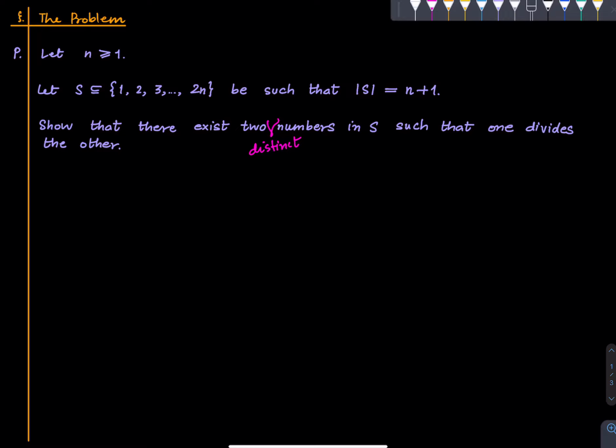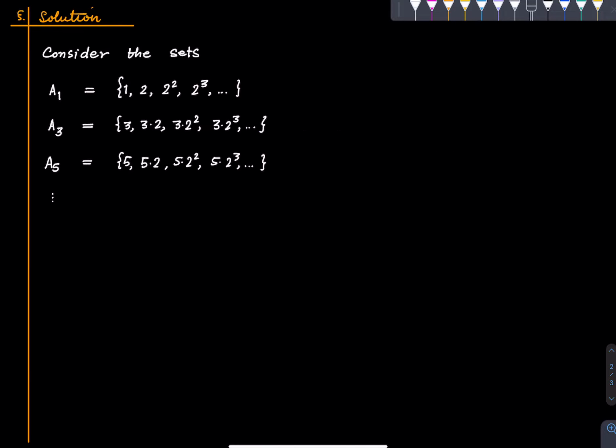As usual, one is encouraged to pause the video and try to solve the problem oneself before looking at the solution. And now let us look at the solution.